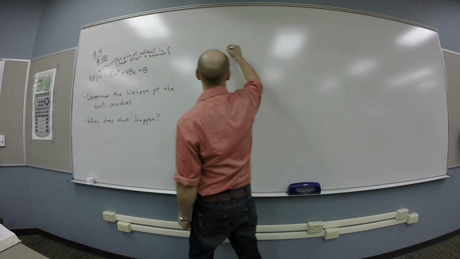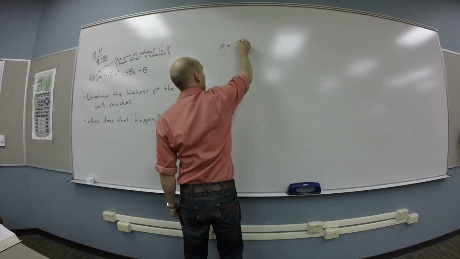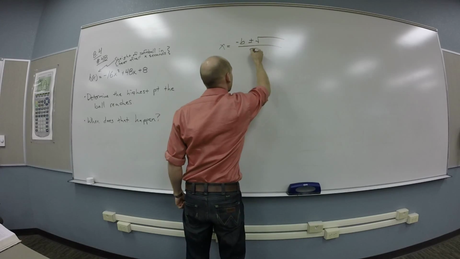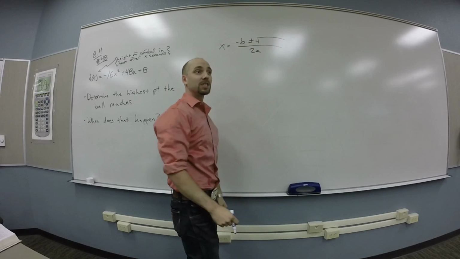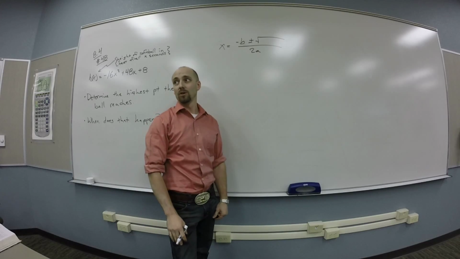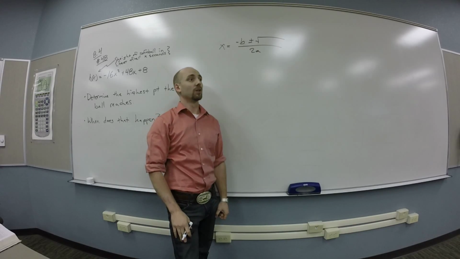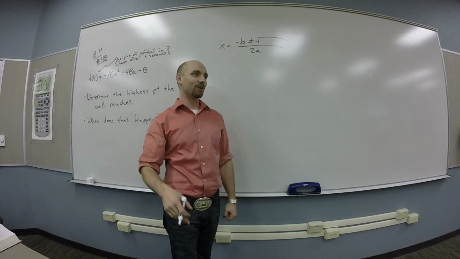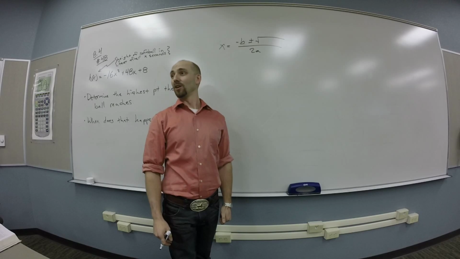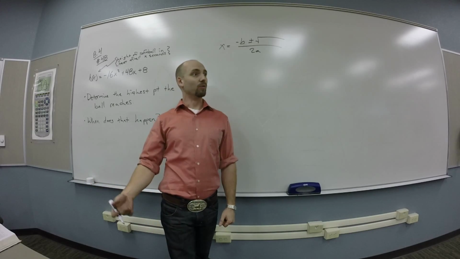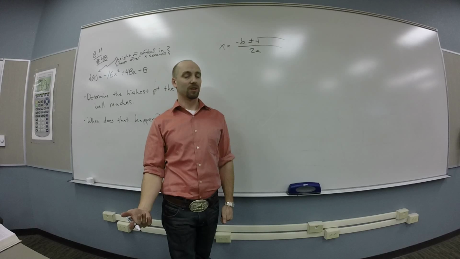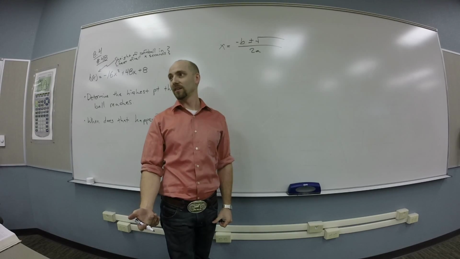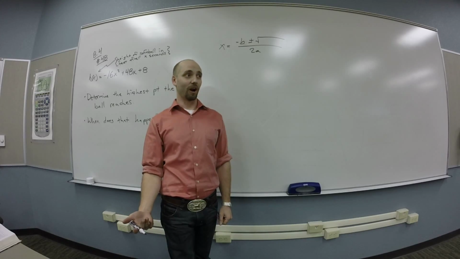So if I remember the quadratic formula, it looks like negative b plus or minus the square root of some junk over 2a, right? This tells me my x if what? What's the other half of the quadratic formula? When is the variance equal to 0? What does it mean when the height's 0? There's no height. That's on the ground. Yeah, the ball's on the ground, right?